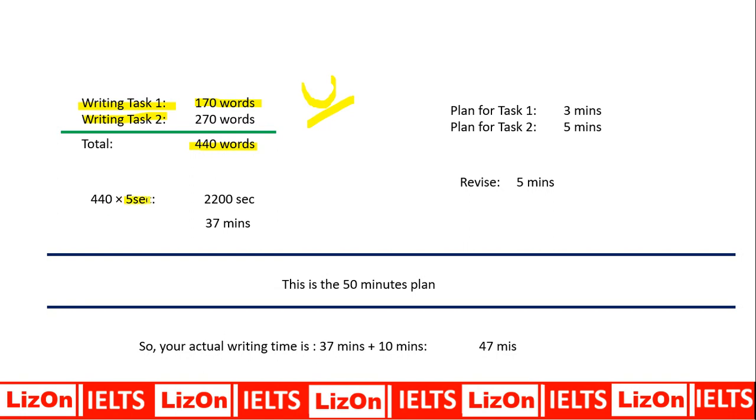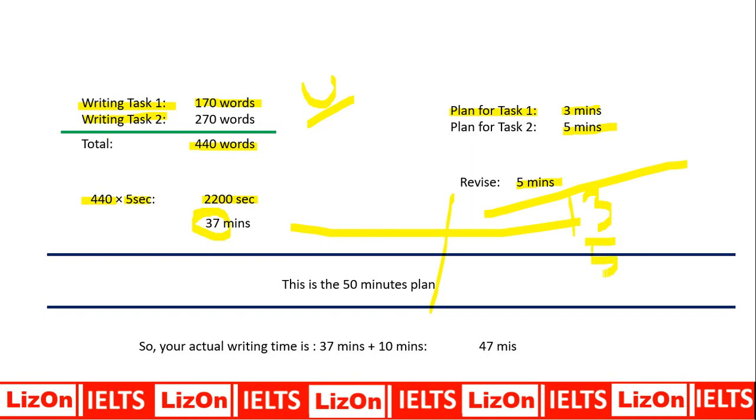So if we take 5 seconds for each word, for 440 words, we will need 2200 seconds, which is around 37 minutes. If we plan task 1 for 3 minutes, task 2 for 5 minutes, and revise for 5 minutes, that is a total of 13 minutes. So 37 plus 13 is 50 minutes. We have 10 minutes add-ons for our writing. But we need to have a very good plan. We will teach you how to make a very good plan.